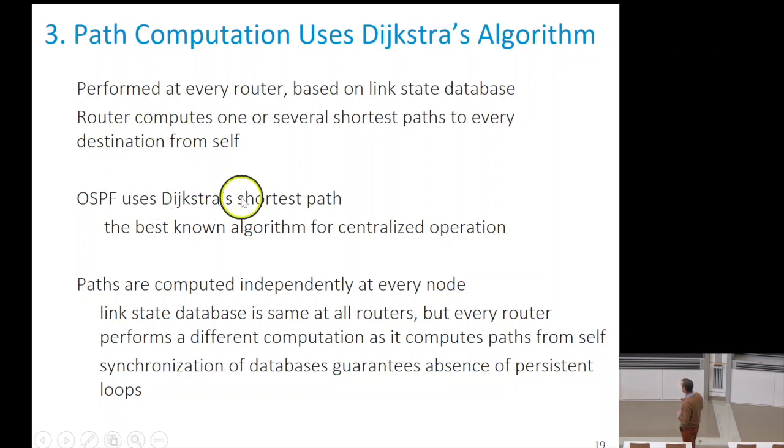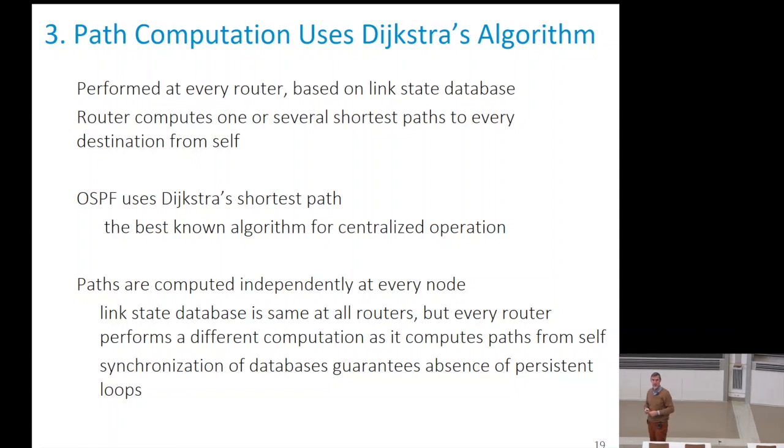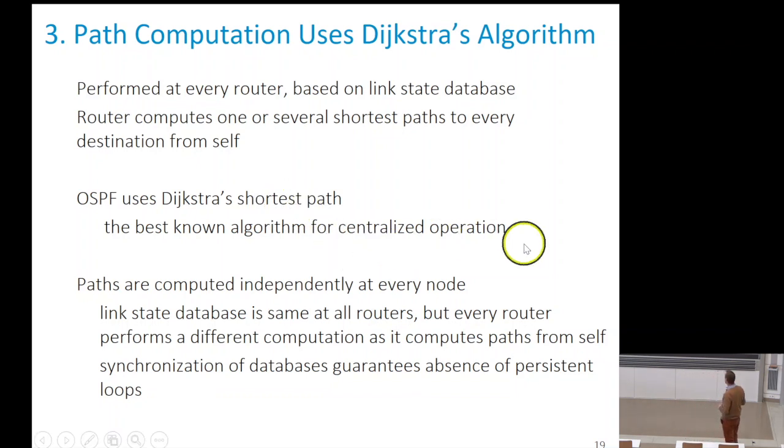The best known algorithm to compute shortest paths is Dijkstra's algorithm, best in terms of complexity. So this is the one that is used here. It's the best when we do centralized operation. By centralized operation here, I don't mean that there is a central network controller that's computing all the paths.